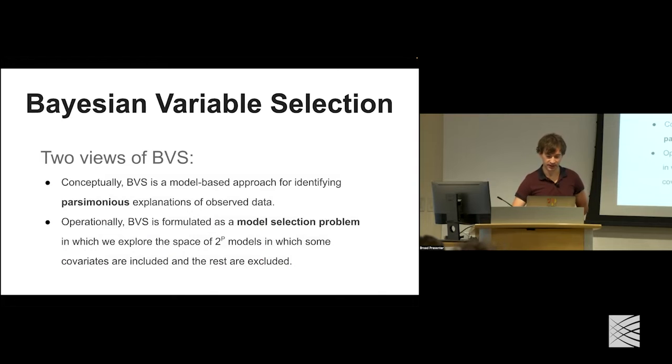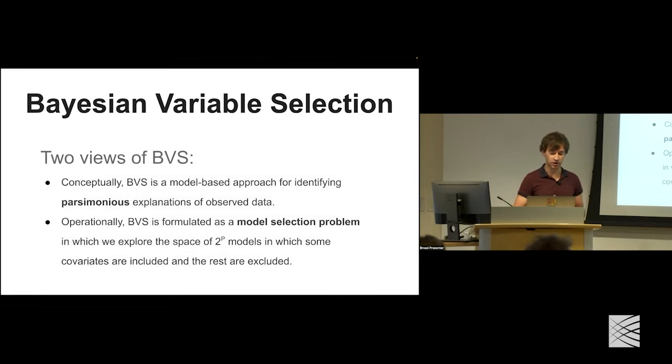And so Bayesian variable selection is really focused on interpretability, among other things. And the way it goes about that is by really trying to find parsimonious solutions, again, that only use a small number of covariates. So that's what's happening at a high level. Operationally, the way this works is that Bayesian variable selection is formulated as a model selection problem, right? So we're comparing different models.